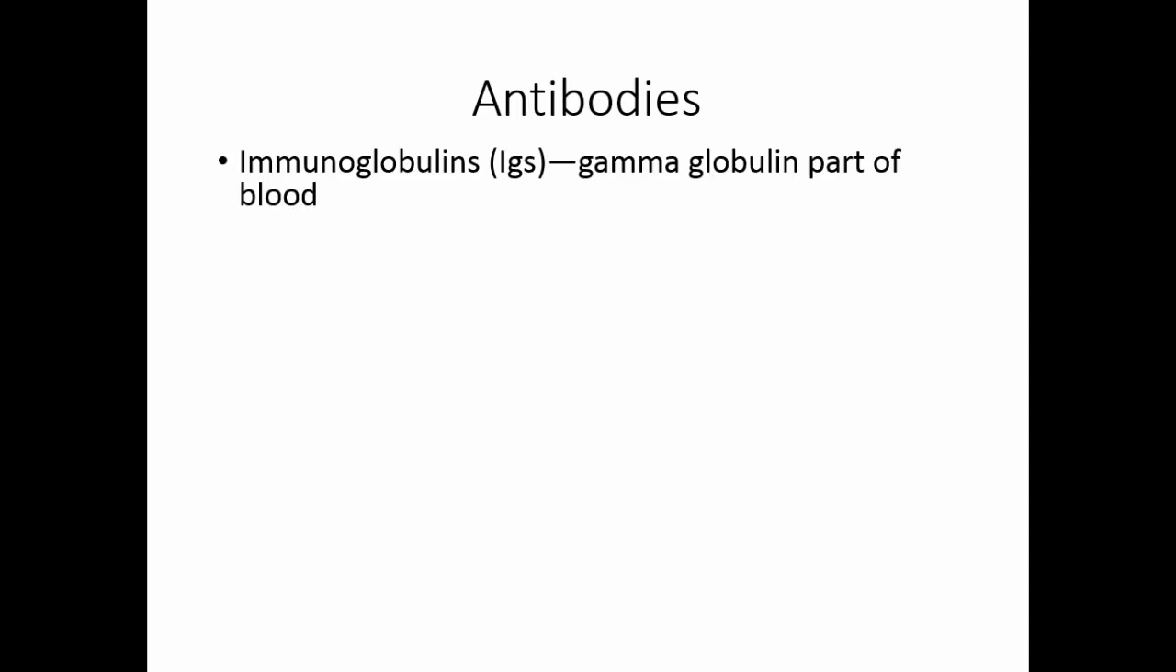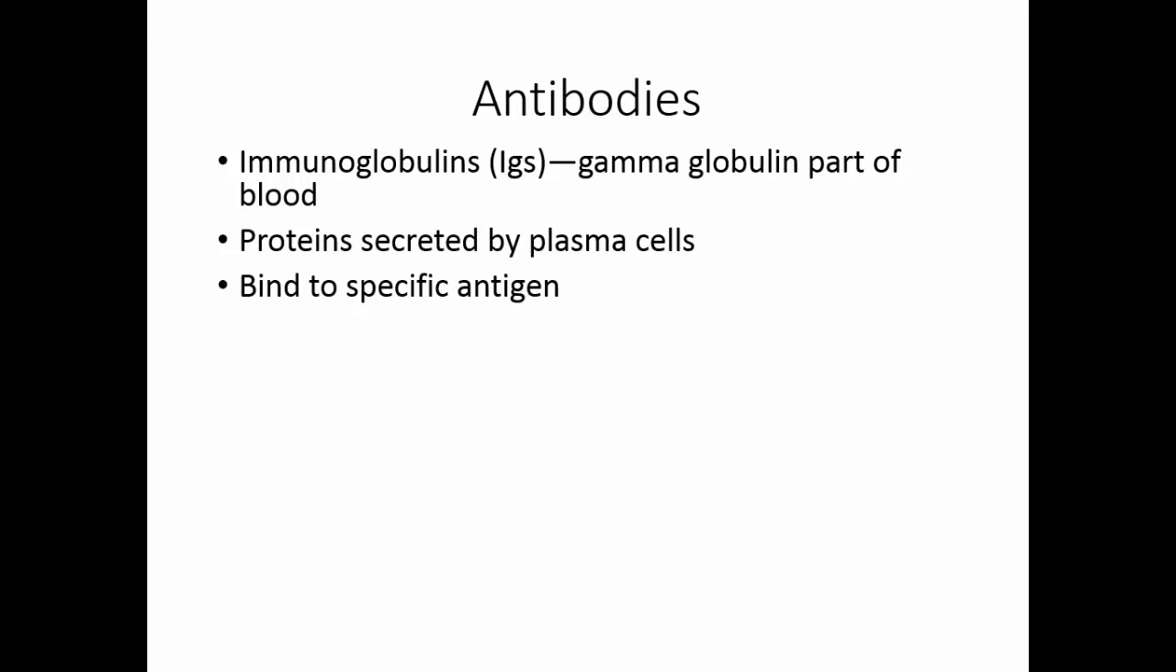Antibodies are also known as immunoglobulins or Igs. Gammaglobulin is one of the major proteins found in the blood. Antibodies are proteins that are secreted by plasma cells, activated B cells. They bind to a specific antigen. There are 5 classes of immunoglobulins, M, A, D, G, and E. MADGE is simply a way to organize them and remember them all.